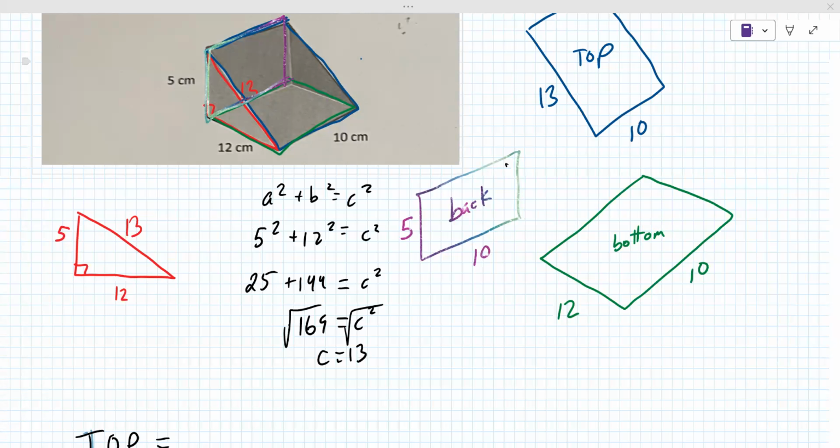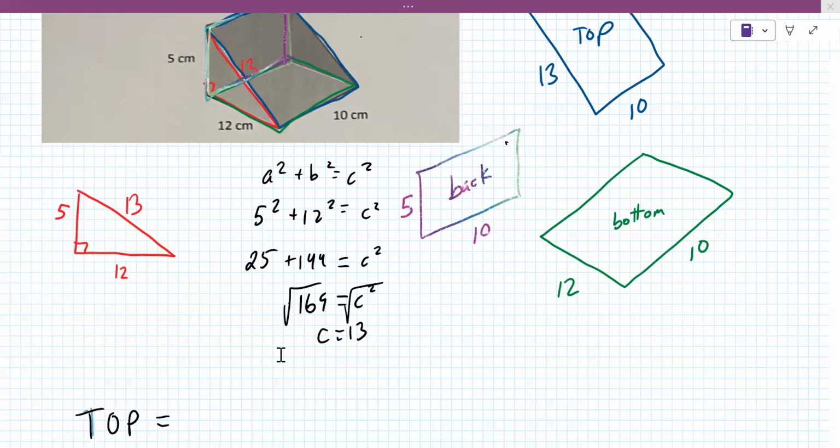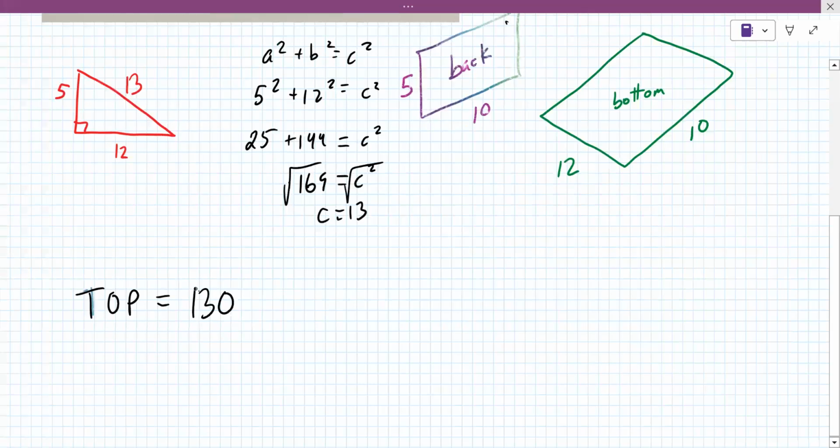Okay, 13 times 10. 130. Okay, the top is 130. What do you want us to do next? The triangle, the back, or the bottom? Back.